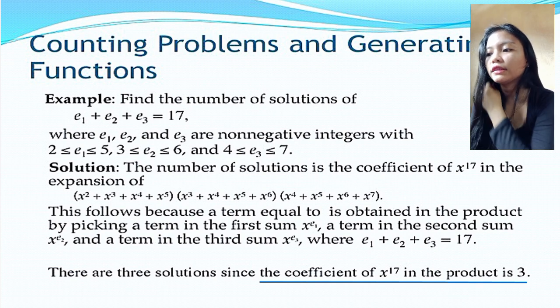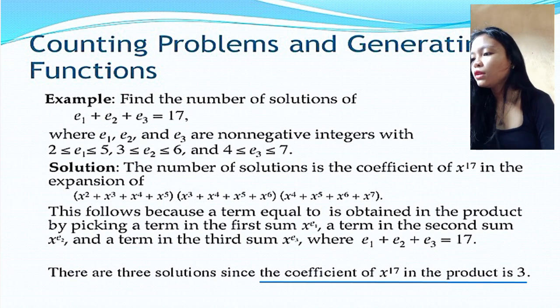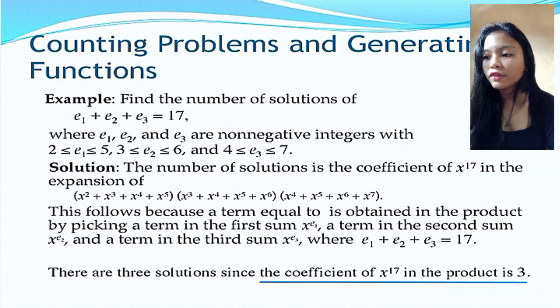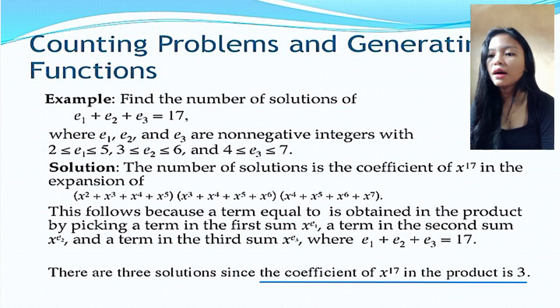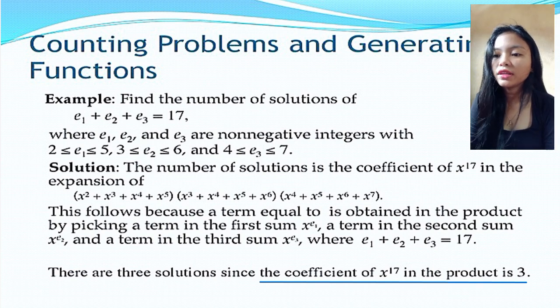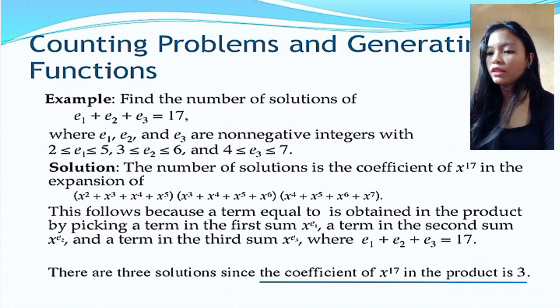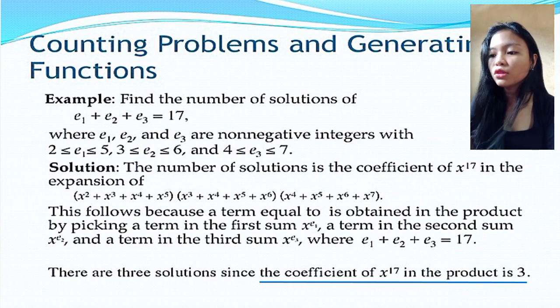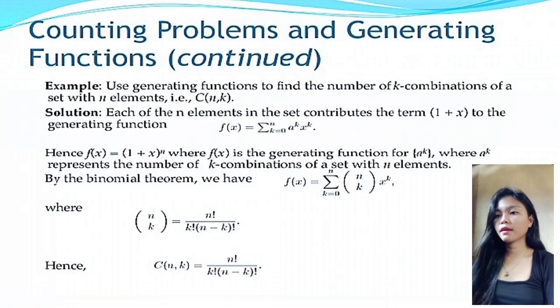This follows because a term x^17 is obtained in the product by picking a term x^(a_1) in the first sum, a term x^(a_2) in the second sum, and a term x^(a_3) in the third sum, where a_1 plus a_2 plus a_3 equals 17. So there are solutions, counted by the coefficient of x^17 in the product.